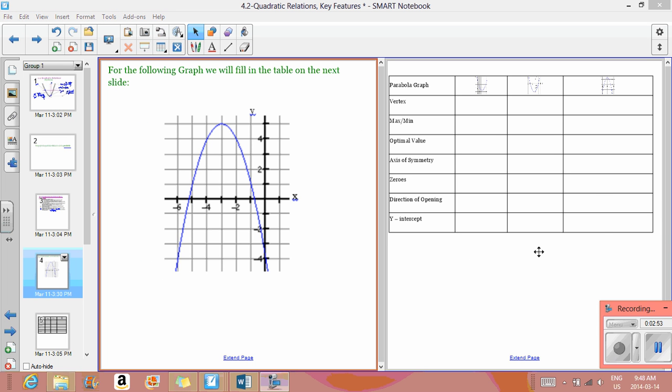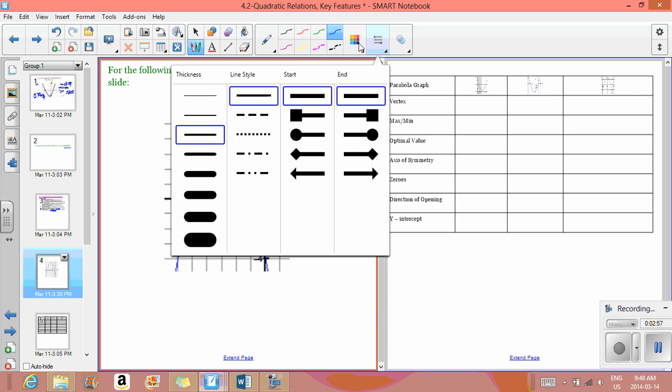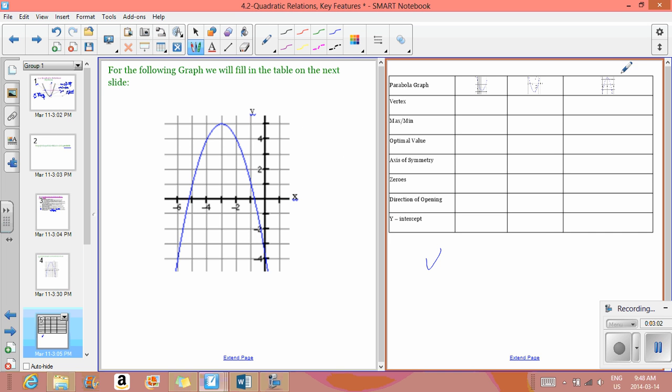So here's the example we're going to do. We're going to be filling in this chart right here on the right-hand side. Let me just get my pen. We're going to be filling out this chart here, and we're going to be doing it for this graph. So after, if you'd like, you can fill it in for these graphs. I'll zoom in and you can see it. We're only going to be filling in this section.